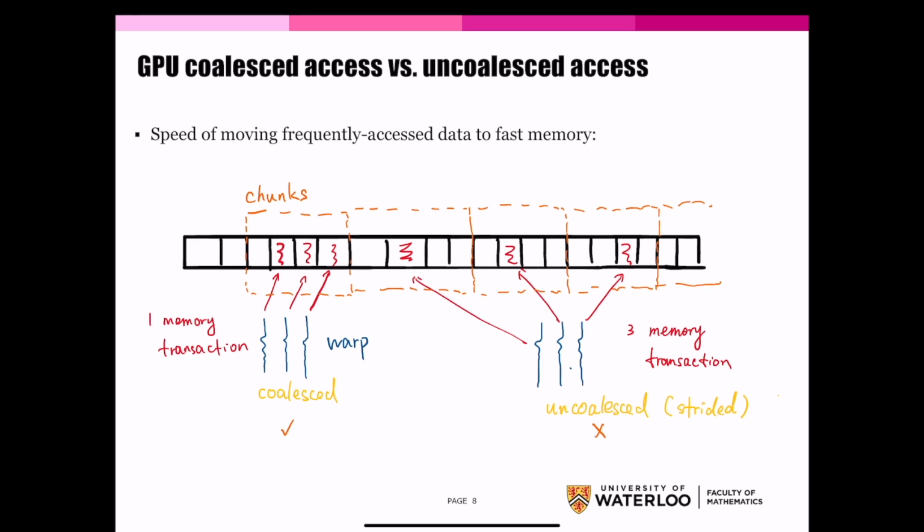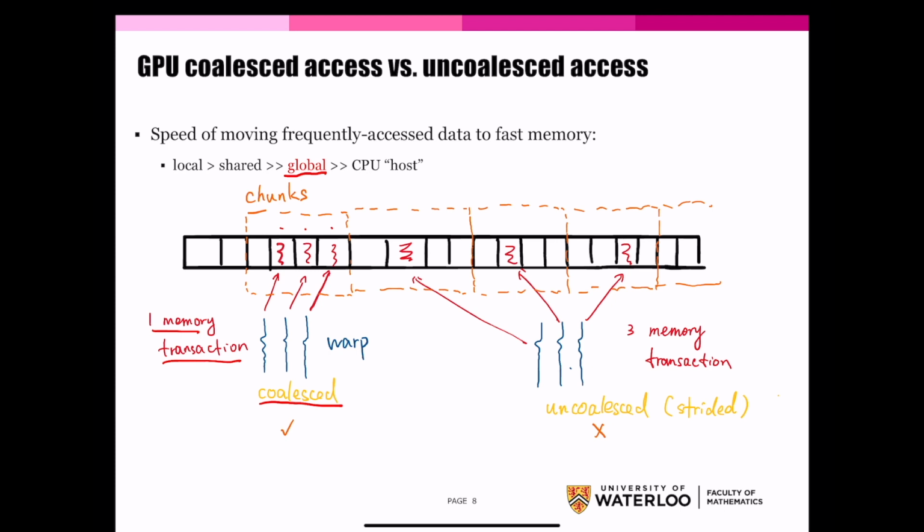Let's talk about GPU uncoalesced access and coalesced access. In terms of the speed of moving frequently accessed data to fast memory, we have the relationship here, and we are focusing on the global memory access. For coalesced access, we have a warp of 3 threads. The memory locations we want to access are contiguous. In this example, all the memory locations we want to access are in one chunk, so we have one memory transaction.